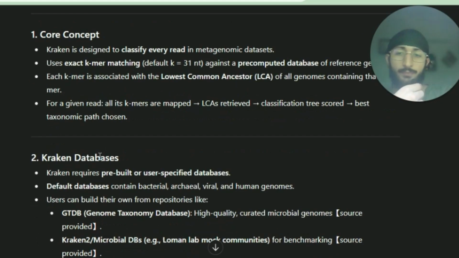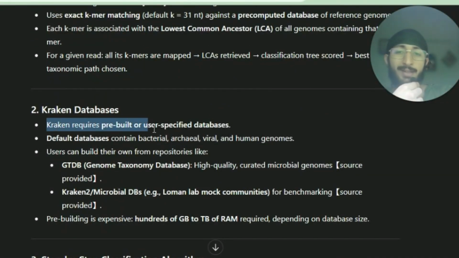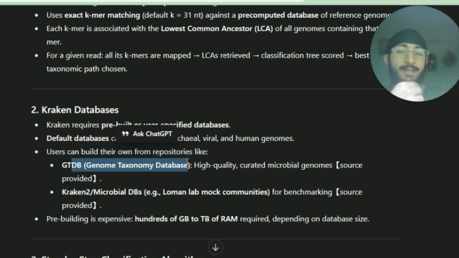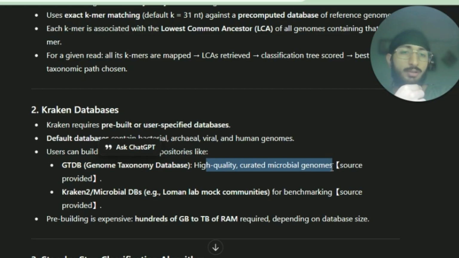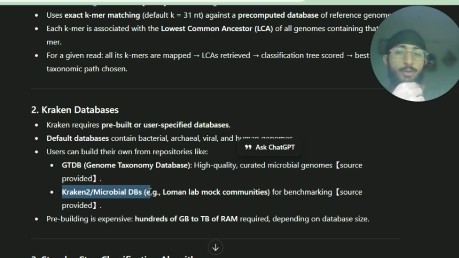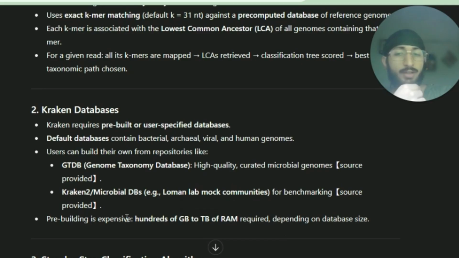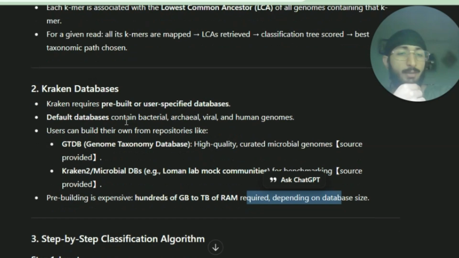taxonomic path out. Kraken databases require pre-built or user-specified databases. Default databases contain bacterial, archaeal, viral, and human genomes. Users can build their own from repositories like GTDB, which is the Genome Taxonomy Database, high-quality curated microbial genomes. Kraken 2 and microbial databases, for example, Loman Lab mock communities for benchmarking. Pre-building is expensive, hundreds of gigabytes to terabytes of RAM required. GB to TB of RAM is required, so it is expensive depending on the database size.